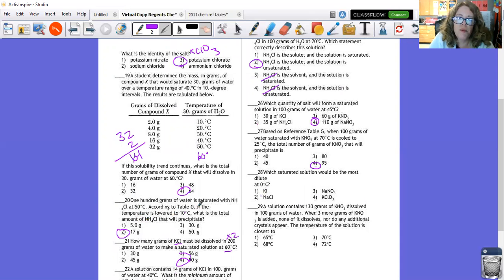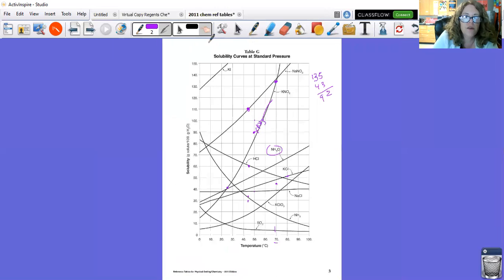Right, so which solution would be the most dilute at 0 degrees? The most dilute would have the lowest amount dissolved at 0 degrees. So we're going to be looking at the lowest line on the reference table at 0 degrees. Okay, so going back to 0 degrees. Potassium iodide is not going to be dilute because look at how much we can dissolve in there. So that's not going to be our answer.